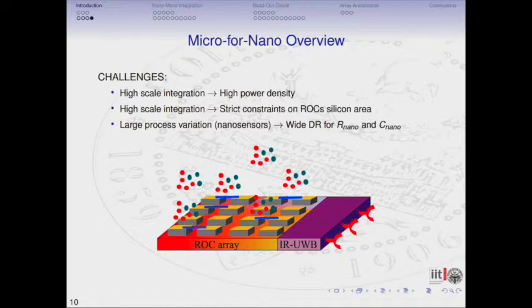And then, since your nanomaterial is not always the same, does not show the same characteristics, it depends on the synthesis process, and it depends also on the integration process on the CMOS surface. So you have to cover a wide dynamic range for resistance and capacitance to be able to convert the electrical characteristic of your nanosensor.